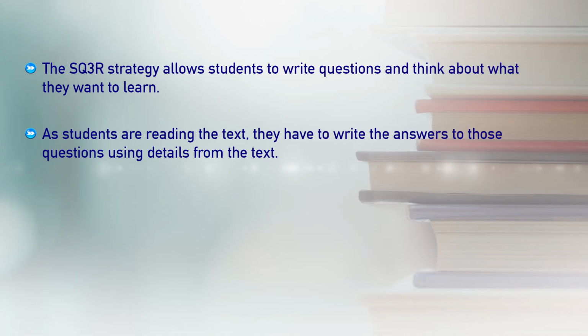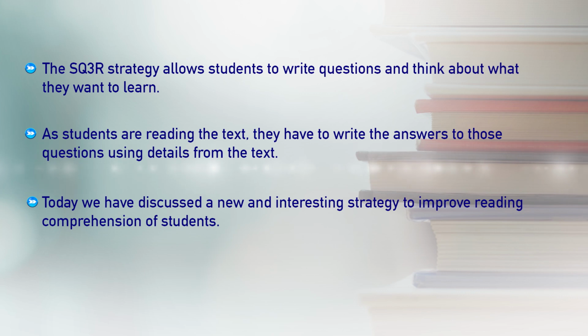And as a classroom, we can discuss chapter 3, which is talking about poverty, and the concept of human poverty, which was introduced in the chapter. This is how you can also practice the SQ3R strategy in your own classroom with your own textbooks. To sum up, the SQ3R strategy allows students to write questions and think about what they want to learn. As students are reading the text, they have to write the answers to those questions using the details from the text. So today we have discussed a new and interesting strategy to improve reading comprehension of students.